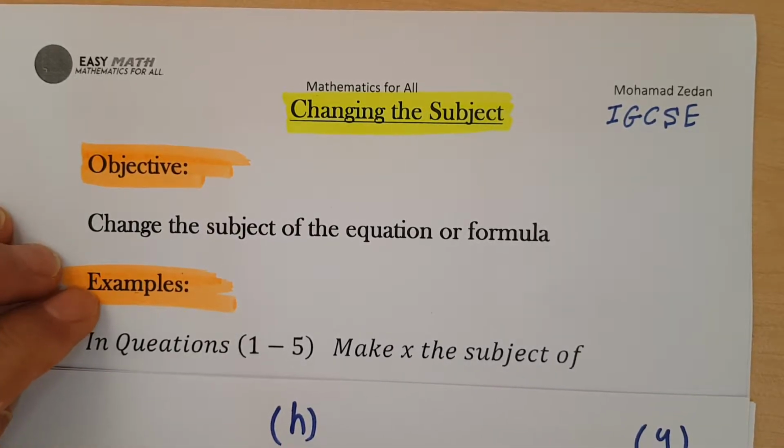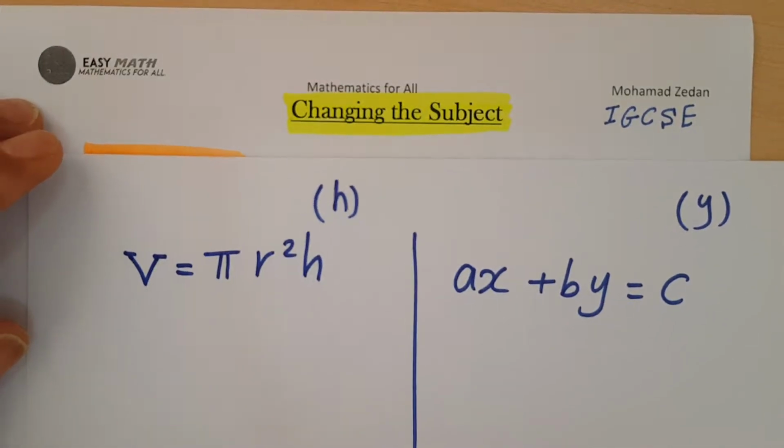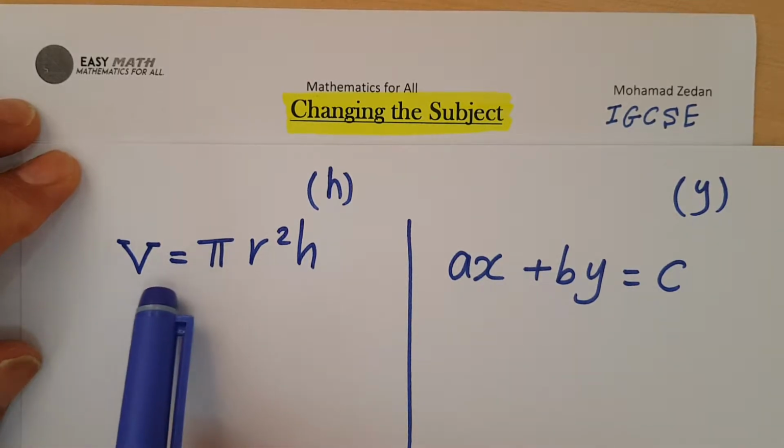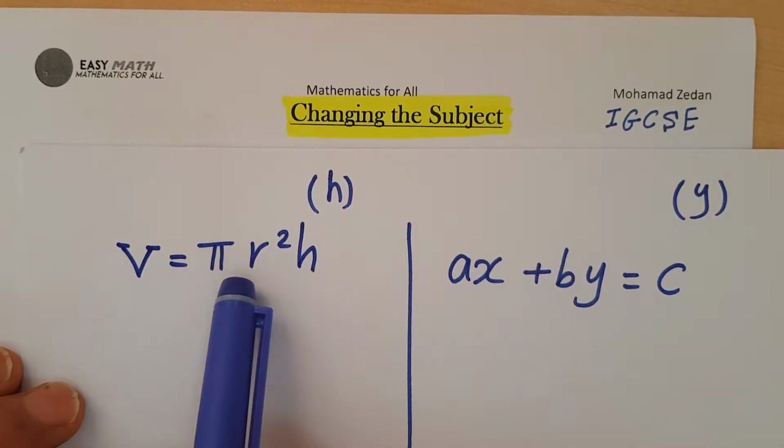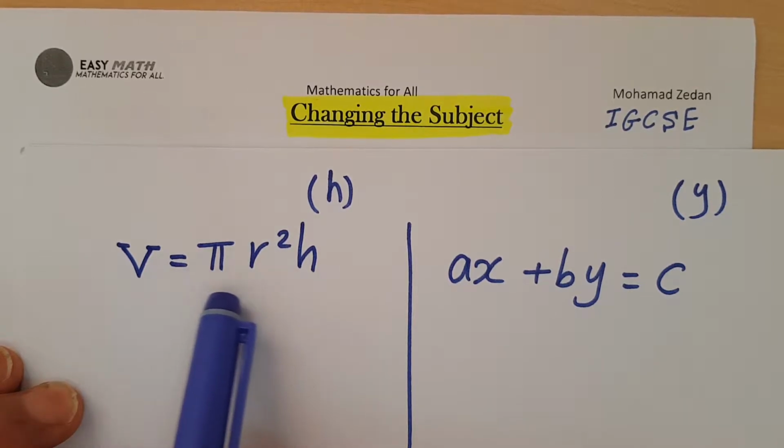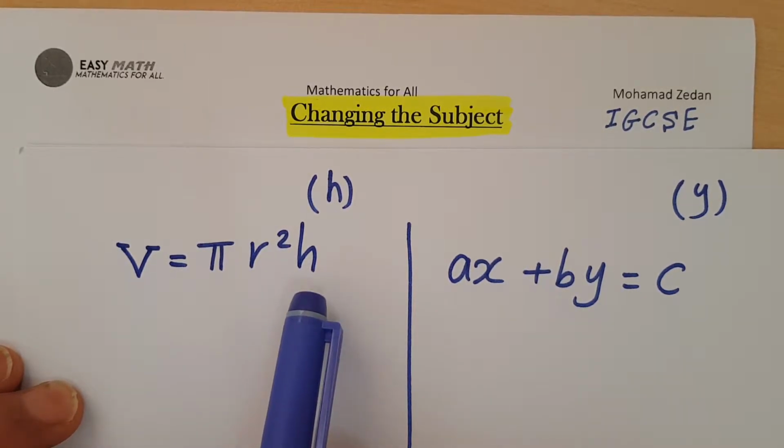Sometimes we have a formula or rule in algebra like this, the volume of a cylinder, V equals pi r squared h. I need to solve this equation in terms of h, or make h the subject. This is our lesson today.